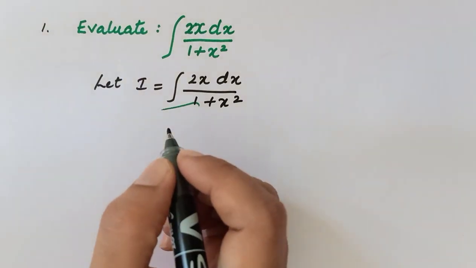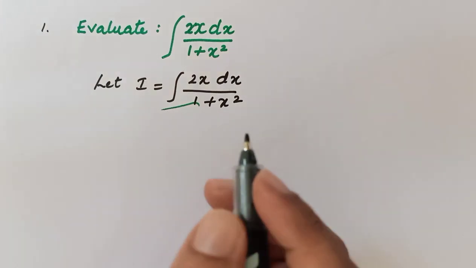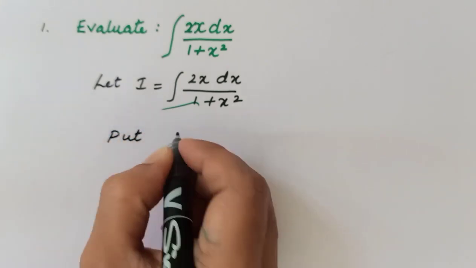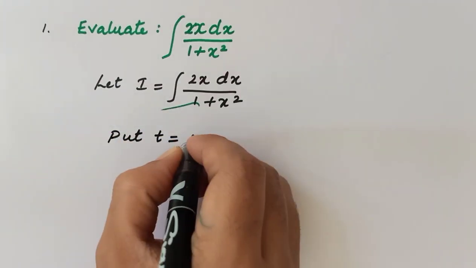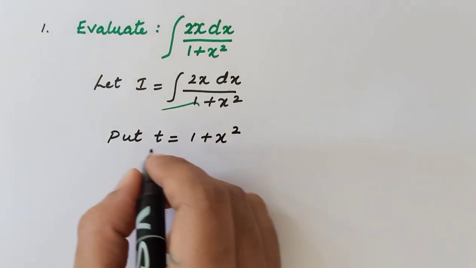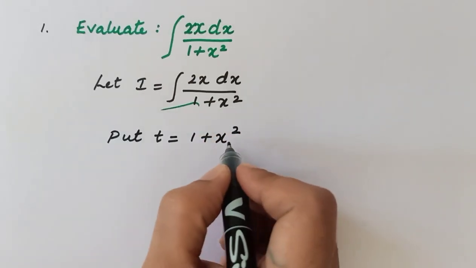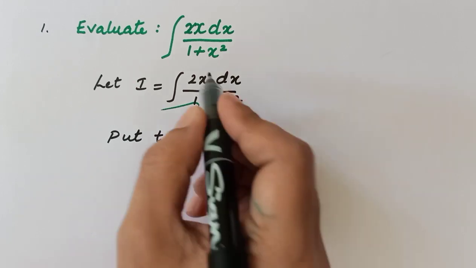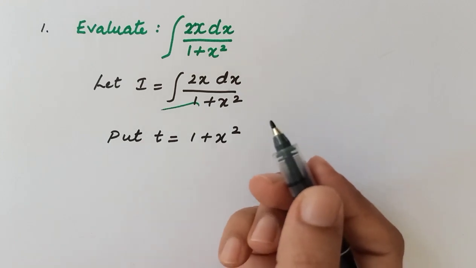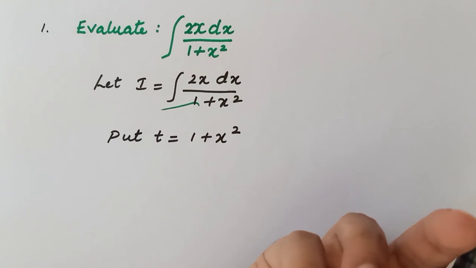Now, what does the method of substitution state? The first point: we'll have to make the proper substitution. See here, put t equals 1 plus x square. I have substituted 1 plus x square equal to t here. Why? Because when I differentiate this, I'll get this 2x. And if I put t equal to 2x, what will I get after differentiation? I'll get only dt by dx equal to 2.